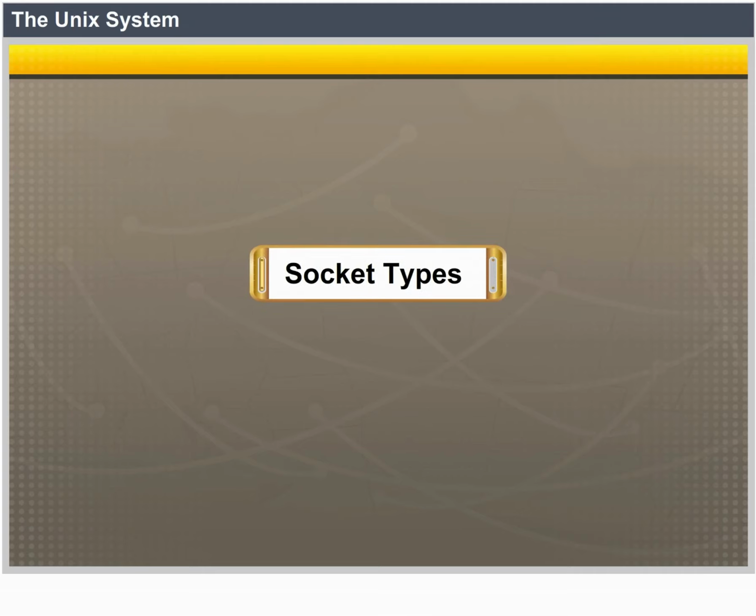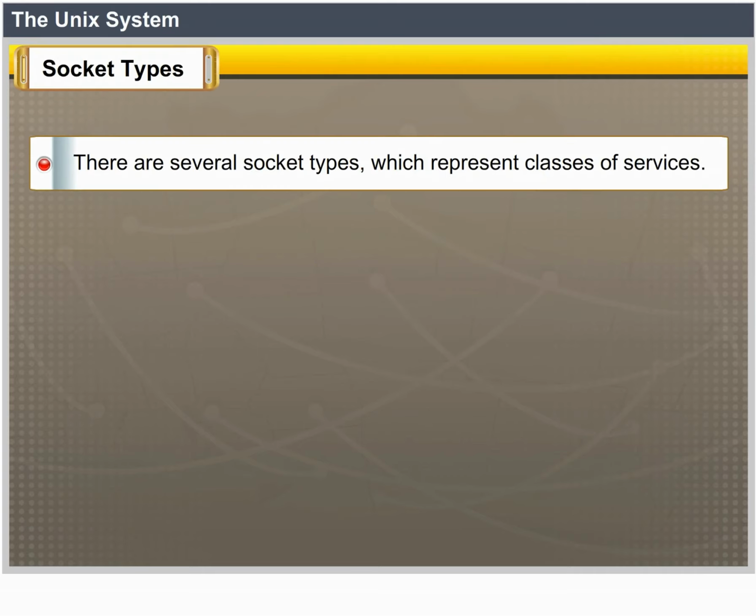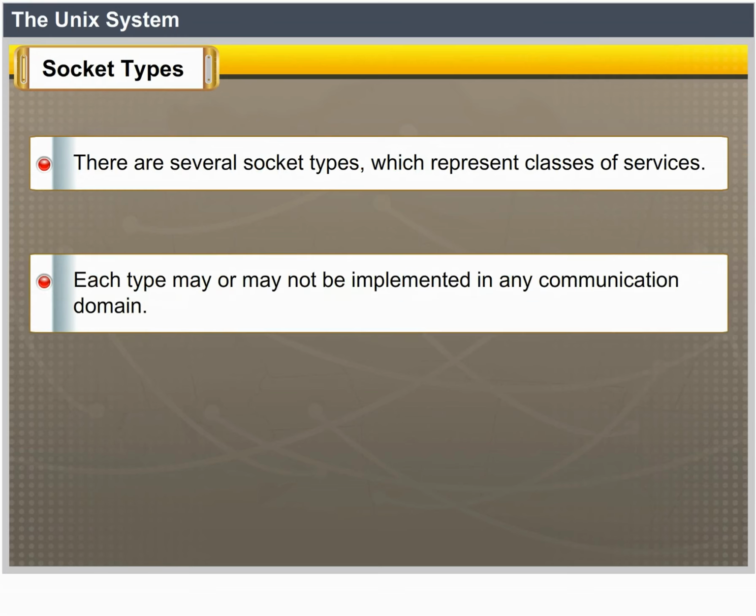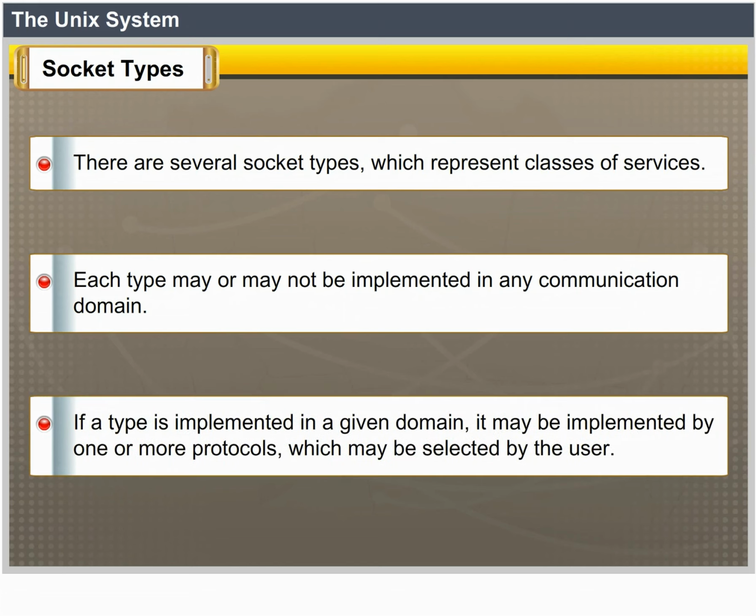Socket types. There are several socket types which represent classes of services. Each type may or may not be implemented in any communication domain. If a type is implemented in a given domain, it may be implemented by one or more protocols which may be selected by the user.